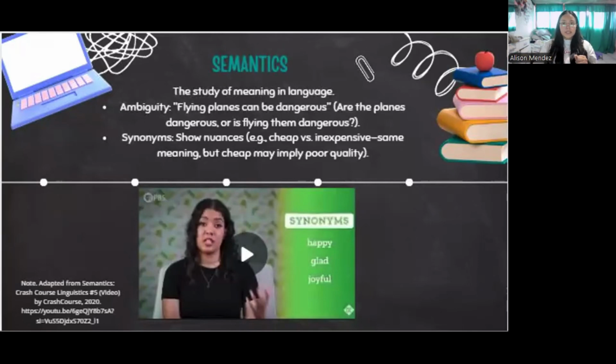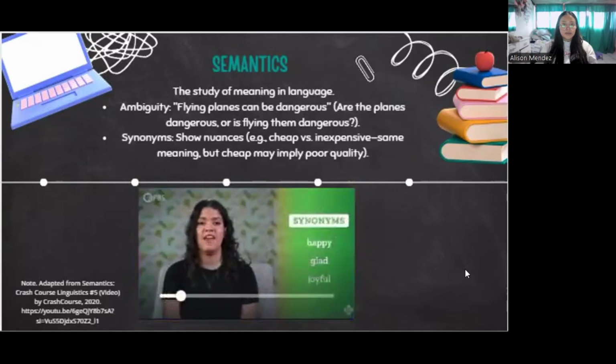So, semantics is all about meaning. For example, the sentence "flying planes can be dangerous" could mean the act of flying is dangerous or that the planes themselves are unsafe. Clarifying such ambiguities helps students avoid misunderstanding.